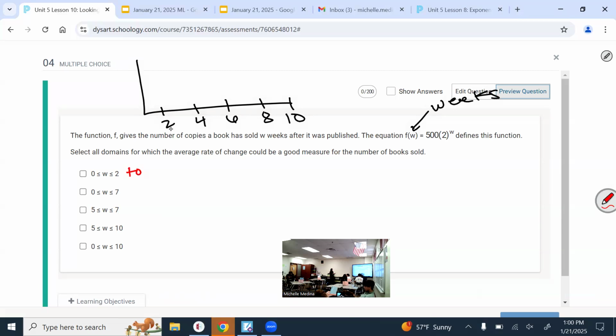We'll show the answers here in a second. I think that one will be too small and not a good representation for the number of books sold, because you'd only expect a little bit. So I'd say that's too small. I'd say 5 to 7, again, I'm also thinking is too small of a range, although it is more toward the middle, so we kind of like it. Let's see, I think it's gonna be here. 5 through 10.